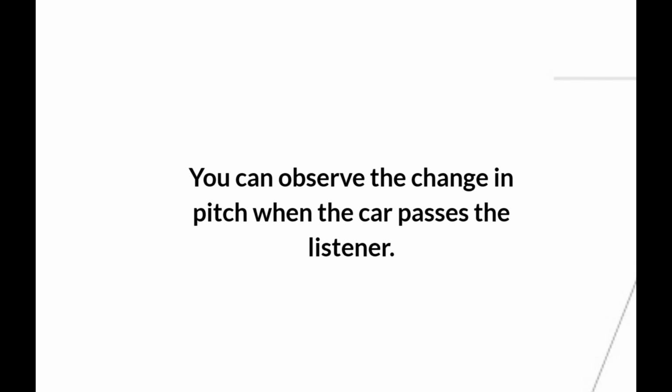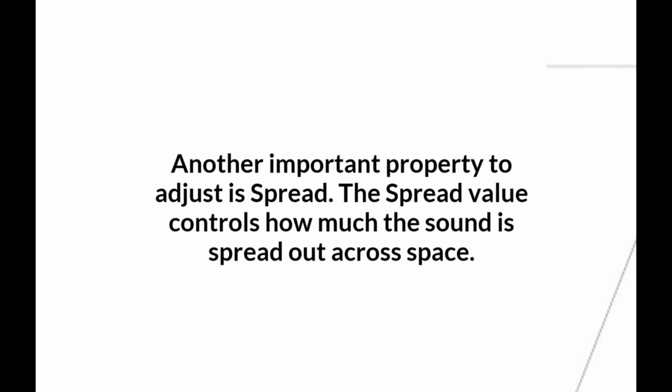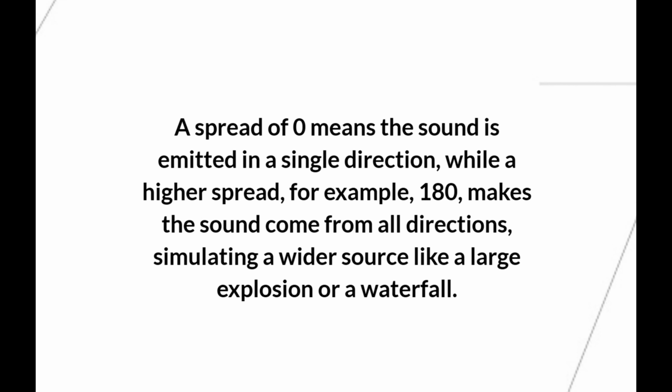You can observe the change in pitch when the car passes the listener. Another important property to adjust is spread. The spread value controls how much the sound is spread out across space. A spread of 0 means the sound is emitted in a single direction, while a higher spread, for example 180, makes the sound come from all directions, simulating a wider source like a large explosion or a waterfall.